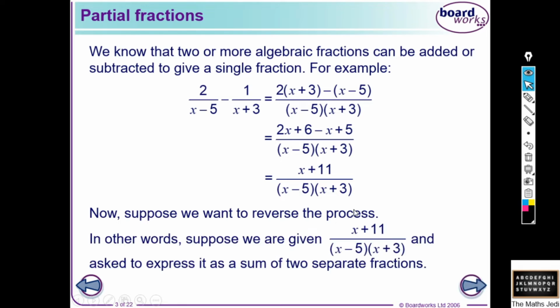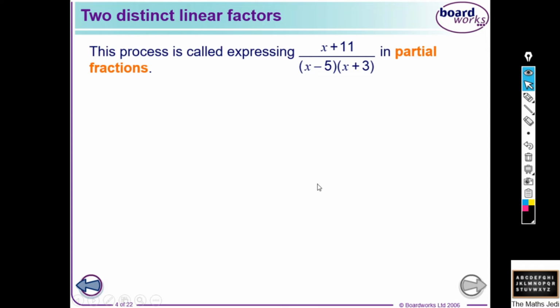There are two different situations we need to focus on at A level. One situation is where you have linear factors that are distinct, like this one. And the other situation is when you have linear factors which are repeated, which I'll do in another video later on. So this process is called representing a particular fraction in partial fractions, understanding how we separate out one numerator into two different numerators over two different distinct linear factors.